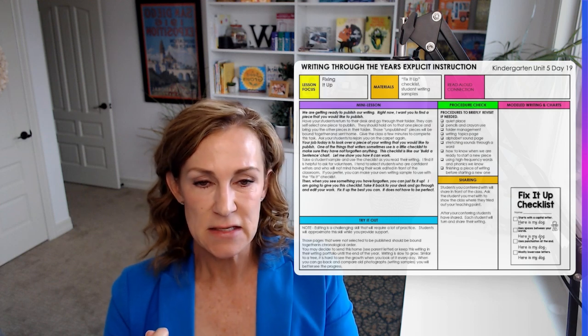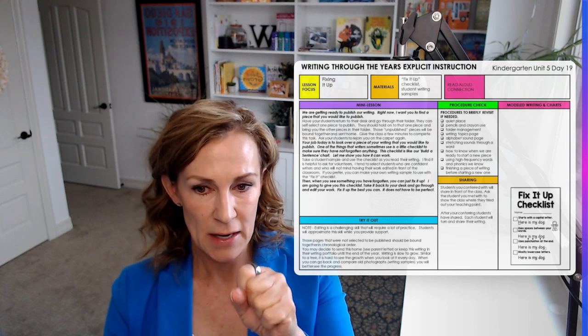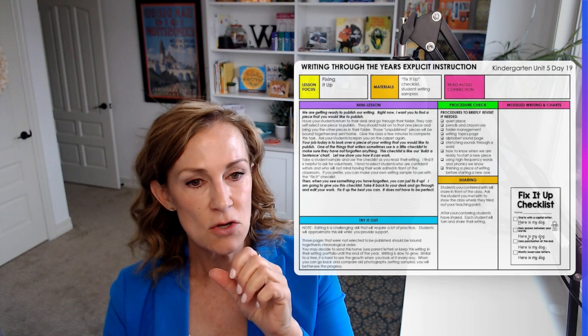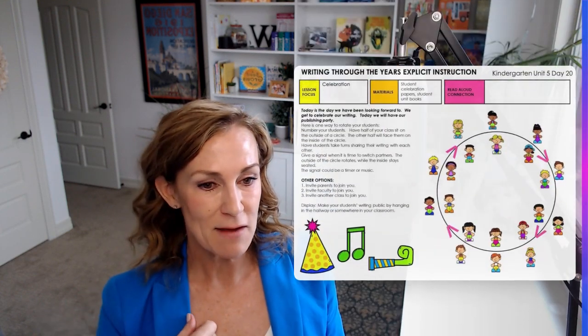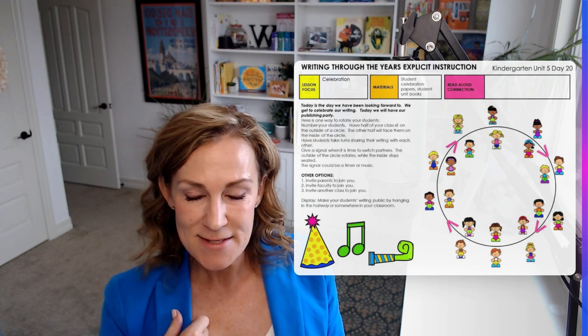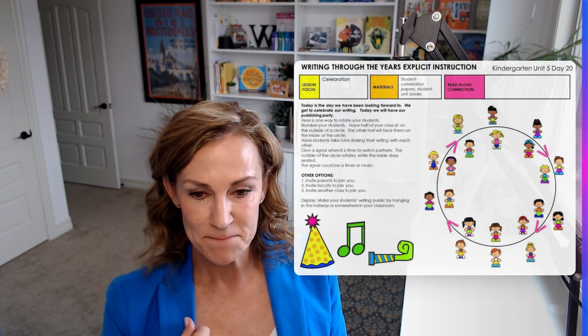Those pieces they decided not to publish are going to be gathered together, put with the parent letter. You're going to find those parent letters right inside those rubric files. And then you have your celebration. And that is your informational text. Enjoy.